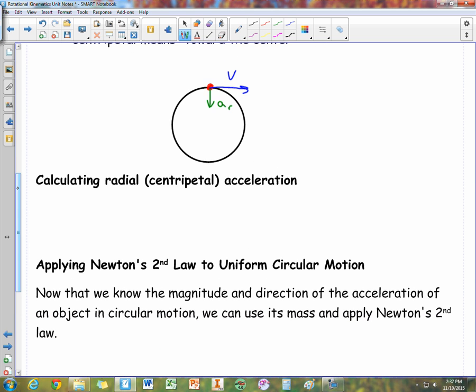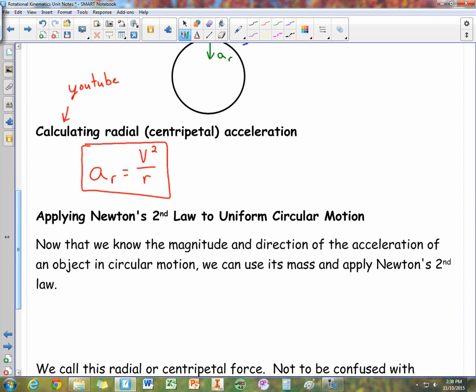And we want to be able to calculate this. The formula we use to calculate centripetal or radial acceleration is v squared divided by r. Now, I'm not going to show you how to derive this, but there are several videos on YouTube which show how to derive the equation v squared over r. So I'll leave that up to you to research on your own.